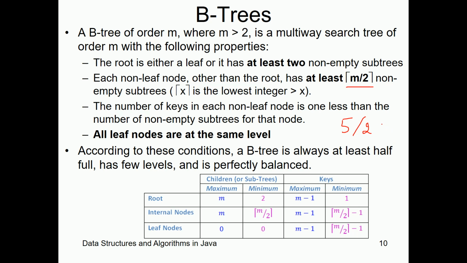5 divided by 2, that's 2.5, right? But if we do this, it becomes 3. It is the lowest integer that is greater than this number here. So this number here is 2.5, and the smallest int that can be greater than 2.5 is 3. So that's what this is going to give us.